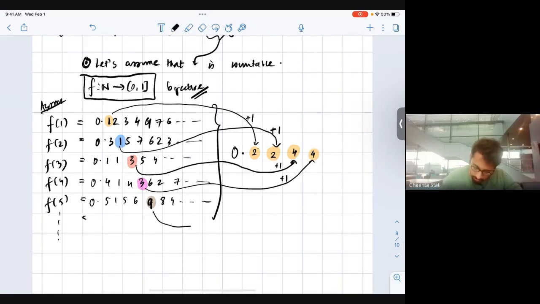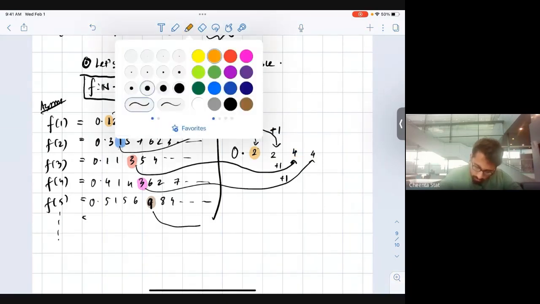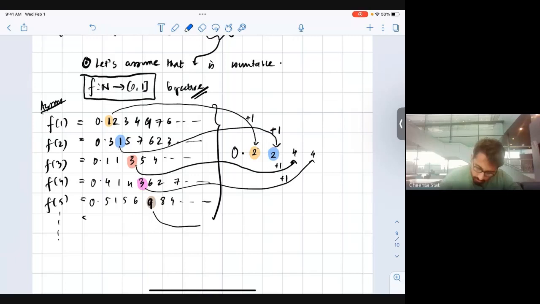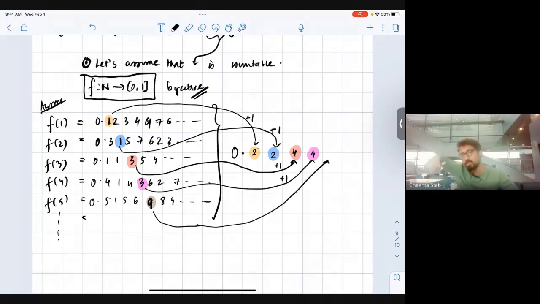Oh, I'm sorry, I gave the wrong colors. Blue, red, purple. So now what do we do for 9? We cannot add 1 to it. What we do is we add 1, so it becomes 10. So 9 goes to 0. Everything gets added 1, because 9 goes to 10 and 10 goes to 0 in the fifth place.